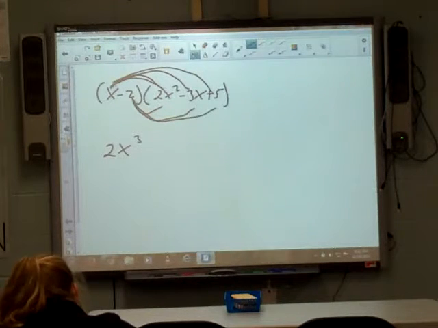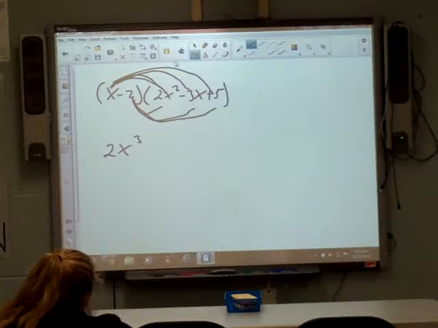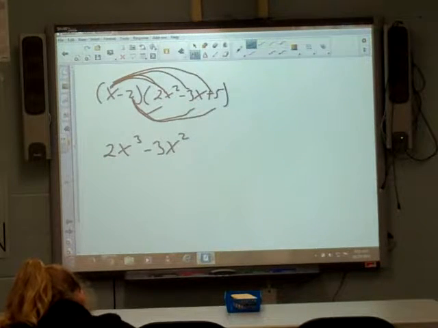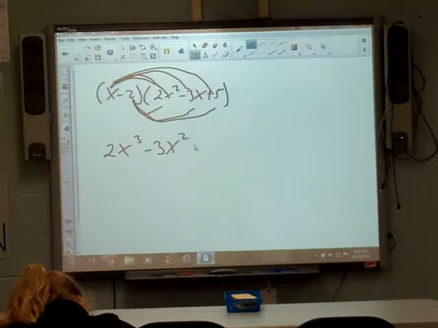Okay, now I'm taking x to the negative 3x. So what's x times negative 3x? Good, good. Y'all are all right on that. Negative 3x squared. Now I'm taking the x to the 5. What's x times 5? Positive 5x.